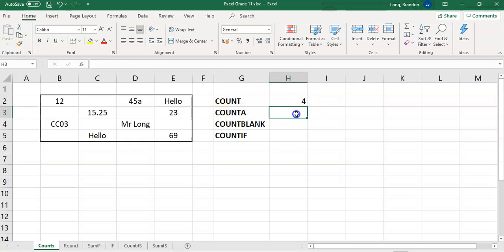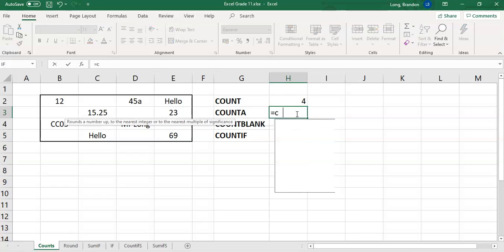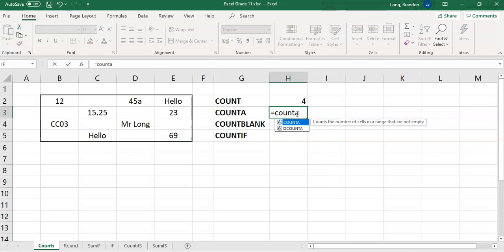Now we're going to look at COUNTA. I'm going to say equals COUNTA. And this counts the number of cells that are not empty. So it counts basically everything. So I want you to look at this blue block again. I want you to count how many items are in that blue block.